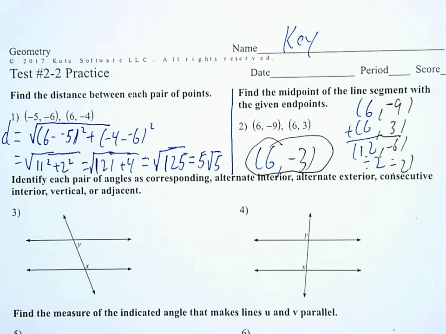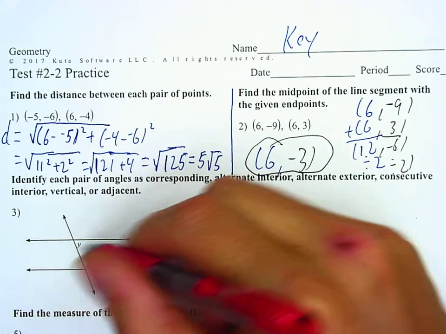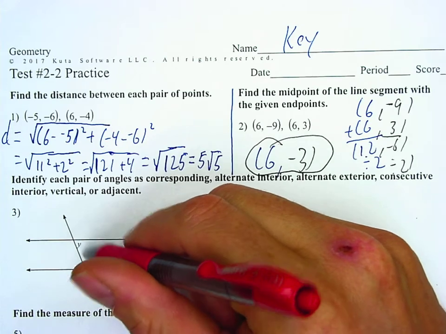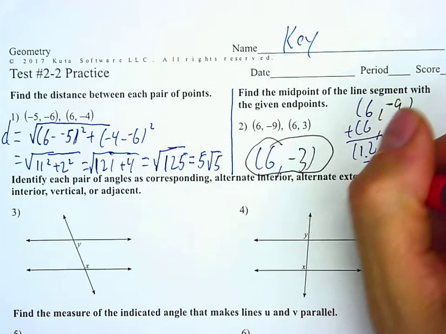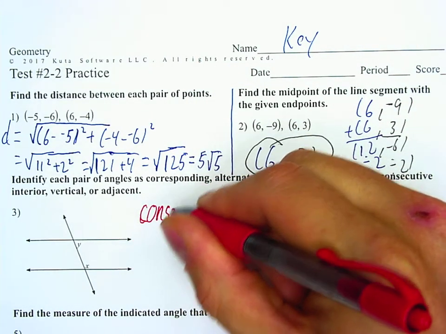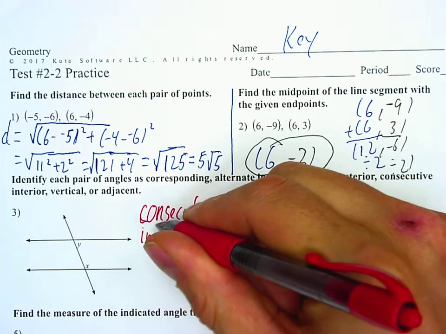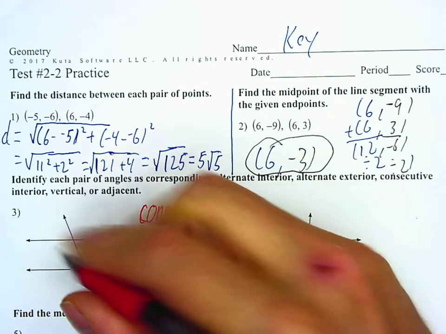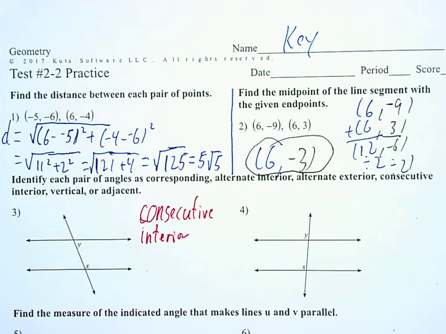Next question. These are both interior angles because they're in between the lines, and they're on the same side, the right-hand side of the transversal. So we're going to call this consecutive interior because they're on the same side of the transversal, inside. Now, if one of them was on the left-hand side, we'd call them alternate interior, if one was on the left-hand side with that one on the right-hand side.